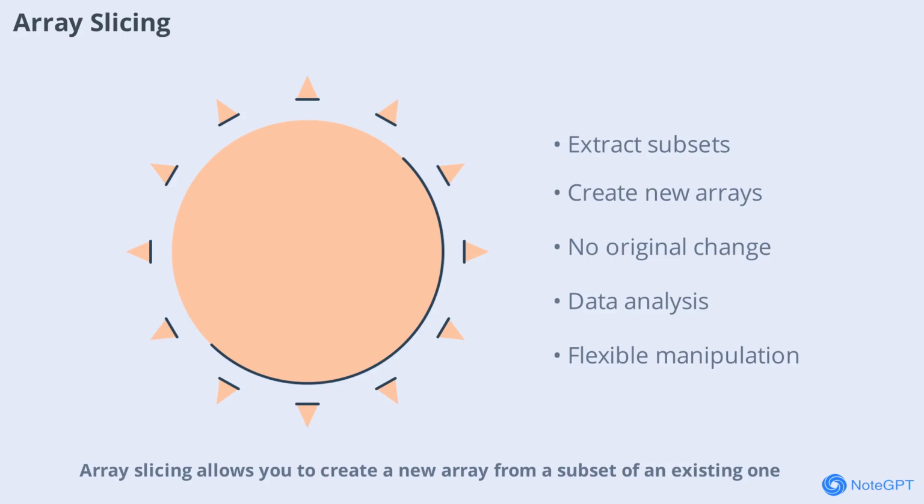Array slicing allows you to create a new array from a subset of an existing one. For example, in Python, array1[1:4] creates a new array with elements from index 1 to 3. Slicing is a powerful feature for extracting or modifying parts of your data without affecting the original array. It's especially useful for data analysis and manipulation.